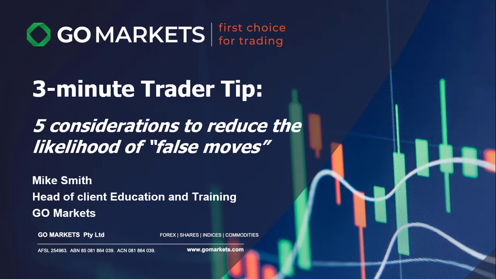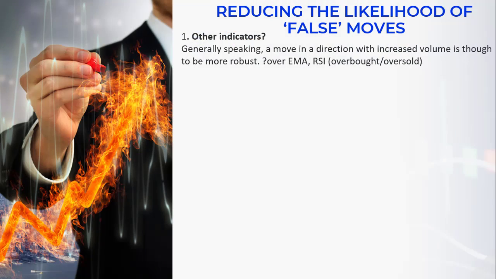3-minute trader tip, 5 considerations to reduce the likelihood of false moves. As traders, we aim to get in at the beginning of a trend. Sometimes that does in fact move in our direction, other times it will fail to do so and the trading idea doesn't work. So our aim is always to increase the likelihood of what we would term a high probability entry, where it tends to have a greater likelihood of going in our desired direction. And there are perhaps some clues we can use to enable us to achieve that aim.